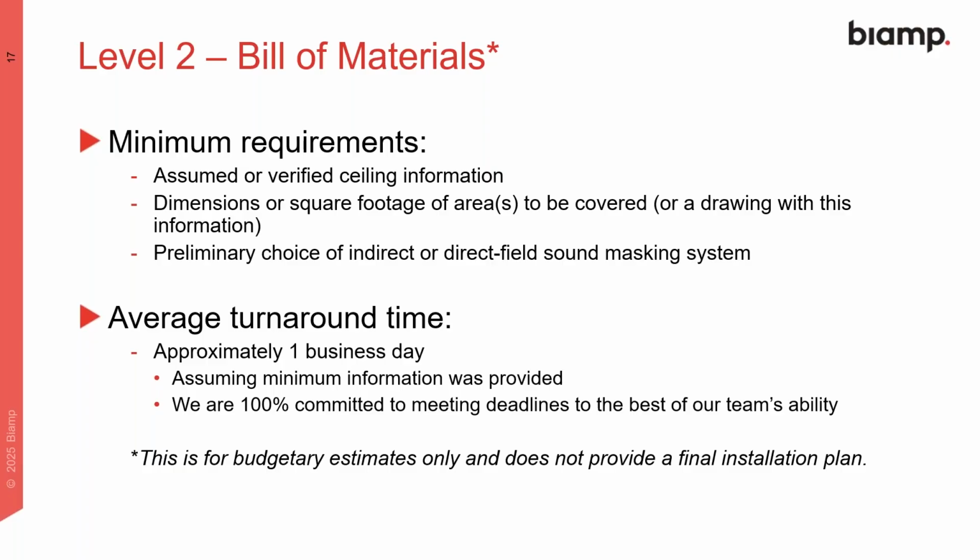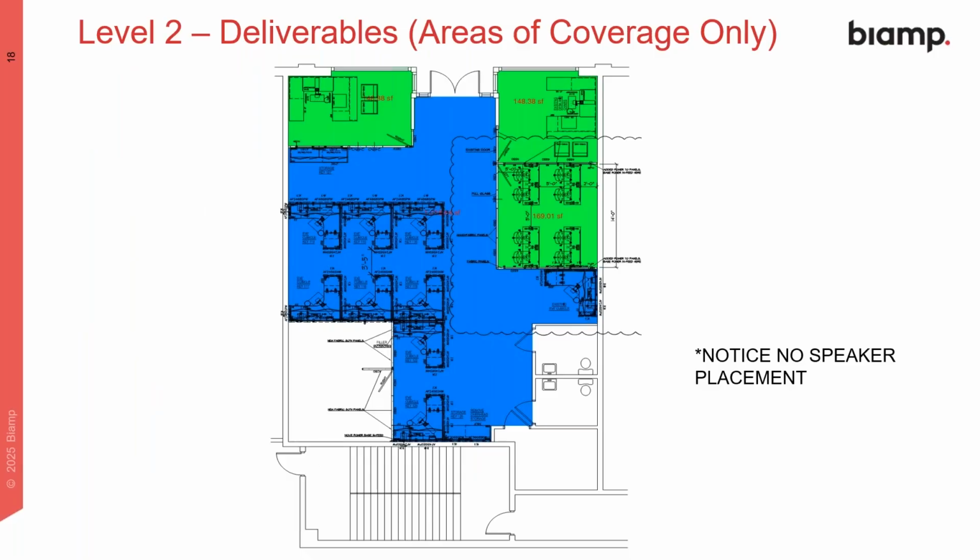Now we can reprioritize things based on the need and want, but we try and always get that turned around in the business day. Same thing here, we're always committed to doing that, meeting deadlines, but things do come up. So we try and keep that in the process here. But for budgetary estimates, we don't provide an installation plan, and that's what the difference looks like. I use the same layout, but what we give as a deliverable back to you to say, hey, the blue and the green are the areas we covered, and the difference between the blue and the green are the zoning.